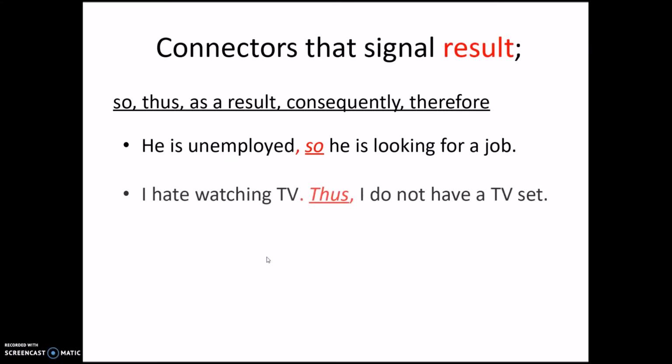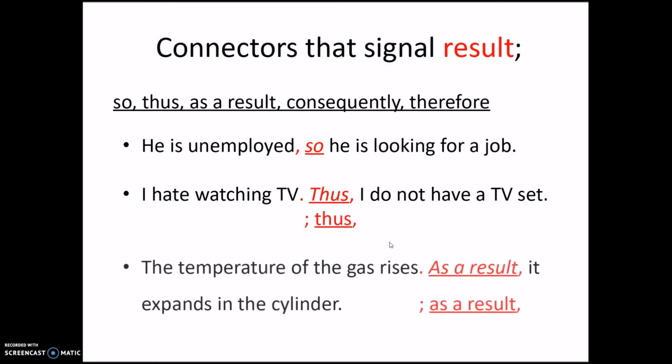If you want to start a new sentence to explain the result, you can use thus, as a result, consequently, and therefore. So here we have thus, I hate watching, full stop, thus I don't have a TV set. Or we can also use a semicolon and then thus. As a result, the same, the temperature of the gas rises. As a result, it expands in the cylinder. So we write the result here.